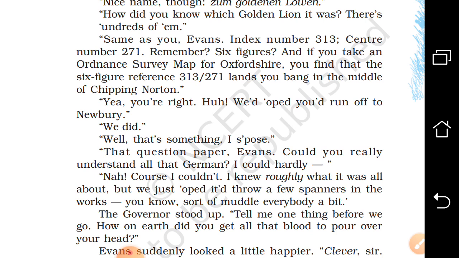"That question paper, Evans, could you really understand all that German?" "I could hardly." The governor is telling this, though he actually studied German in his lower classes. But the governor had the doubt whether Evans could understand all those things. "No, of course I couldn't," he agreed. Evans admitted it. "I knew roughly what it was all about, but we just hoped it would throw a few spanners in the works, sort of muddle everybody a bit." Actually, he did not know much German, only some codes that he could understand.